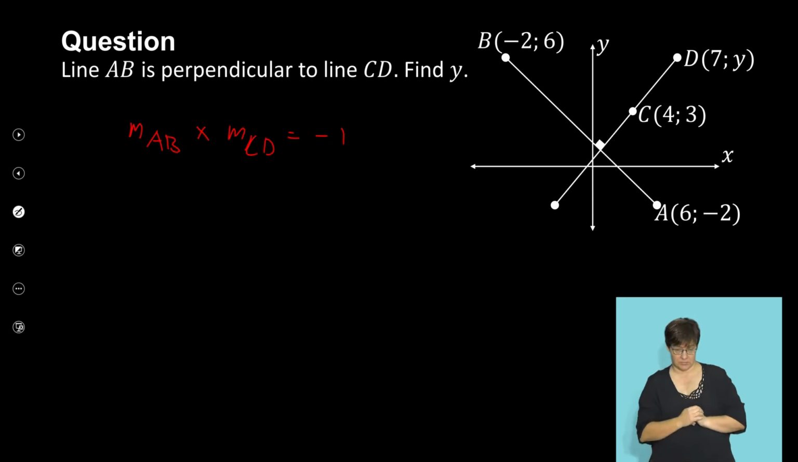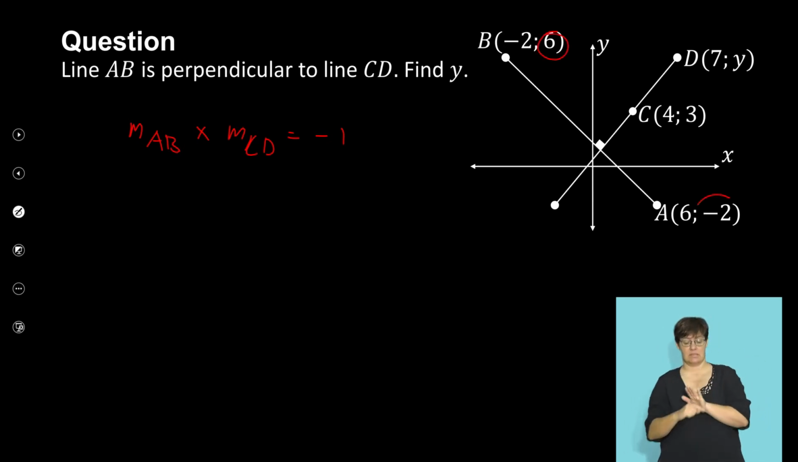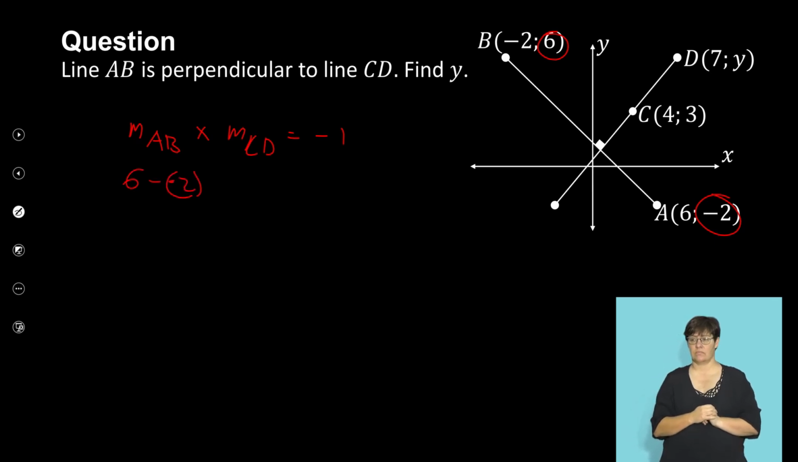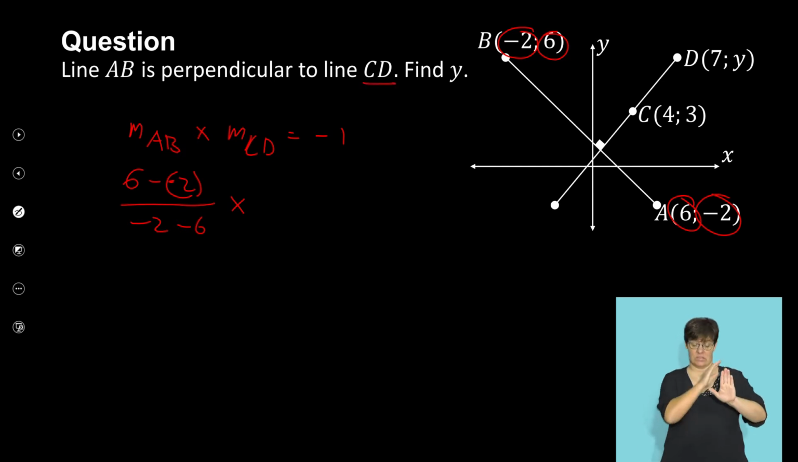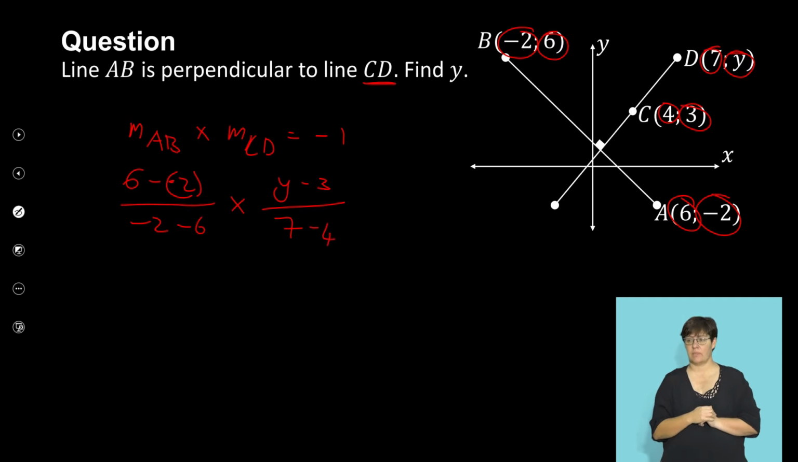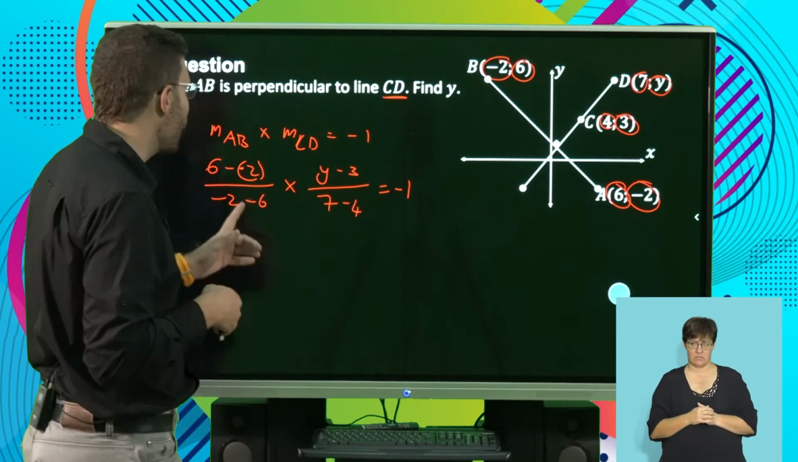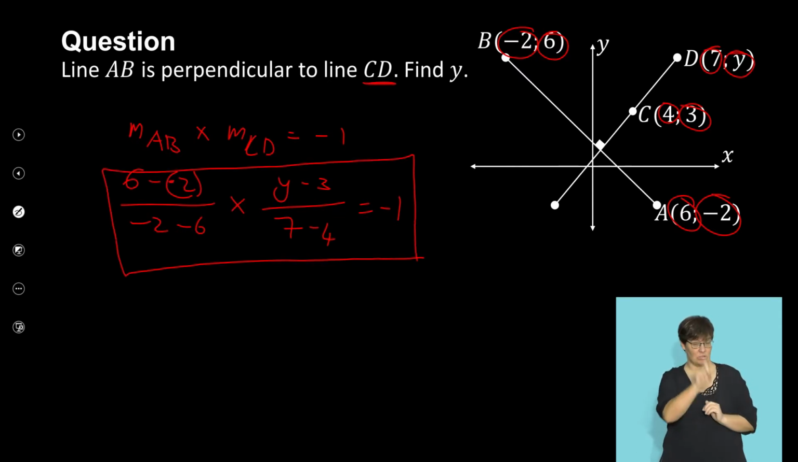And so that's what we're going to do here: I'm going to take the gradient here. I'm going to go 6 minus -2. I'm going to divide that by the x value minus the x value. So it's going to be -2 minus 6. And I'm going to take the first gradient and multiply it by the gradient of the second one, CD, which is going to be the y value minus the y value, y minus 3, divided by x minus x, 7 minus 4. And this answer must be equal to -1. What I've done here is I've set up an equation, and what I can do is isolate what y is. Now, I'm not going to finish this question. Write that question down for me, solve that equation for me, and you'll see that these two lines are perpendicular.